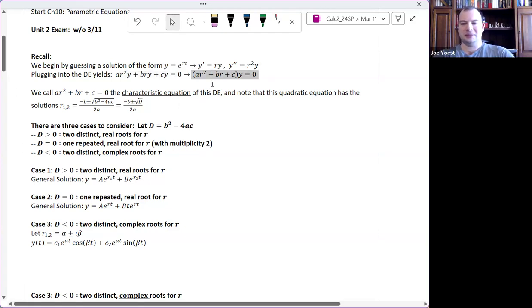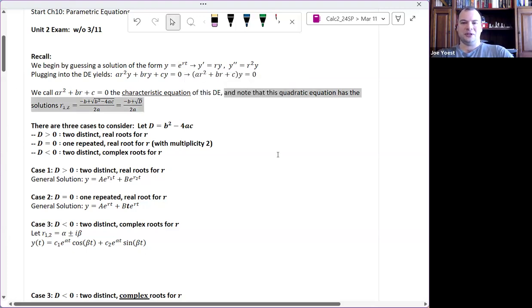simplified equation. So for this choice of y, we get ar squared plus br plus c times e to the rt equals 0. I just copied this and cut out some of the intermediate text. But at the end of all of this, we get the characteristic equation, ar squared plus br plus c equals 0, for the roots of this exponential that we guessed as the solution.